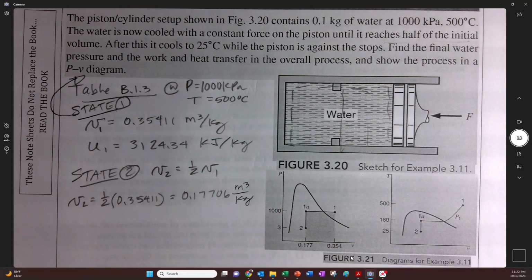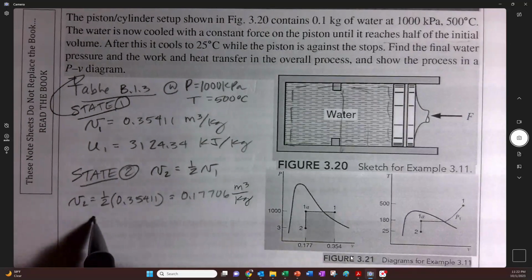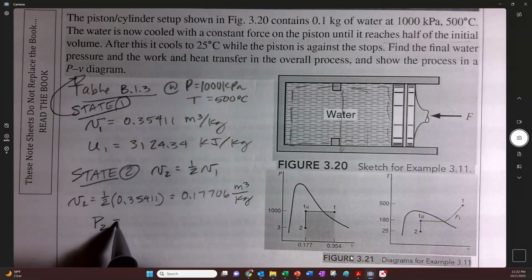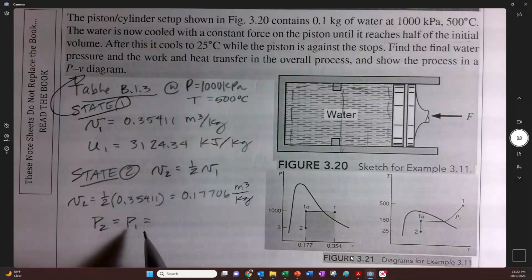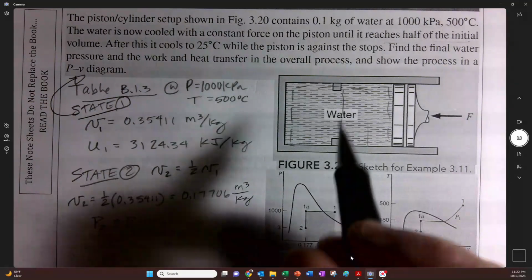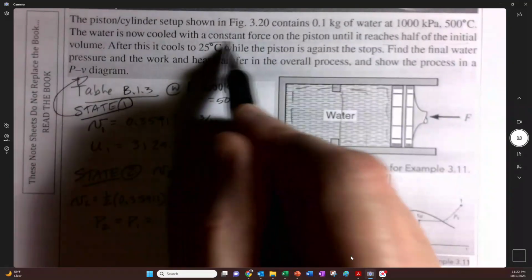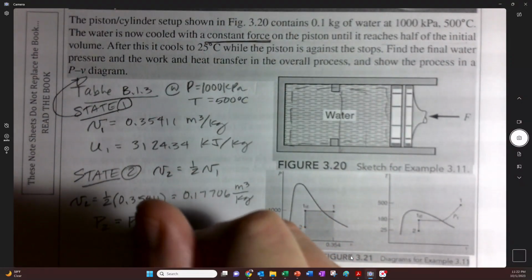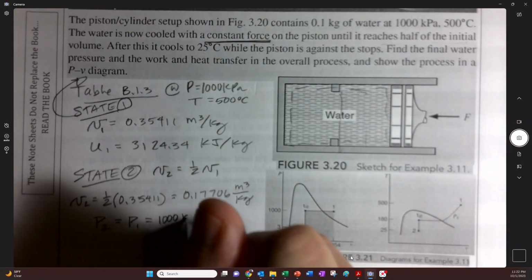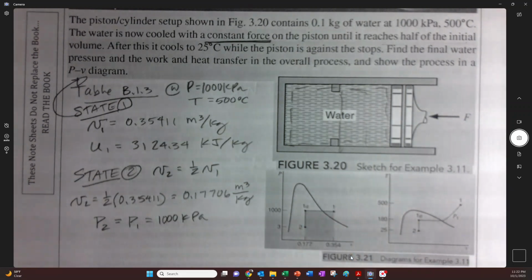So what we want to try to do is, oh, and by the way, P2 is equal to P1. This is a constant pressure, isobaric, right? Because of the constant force. So that's going to be 1,000 kilopascals.